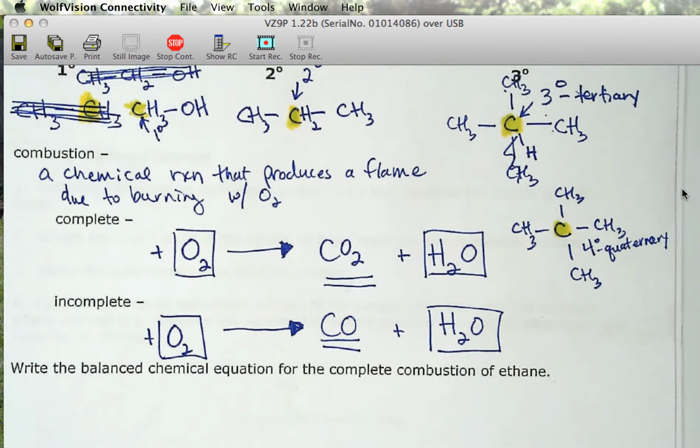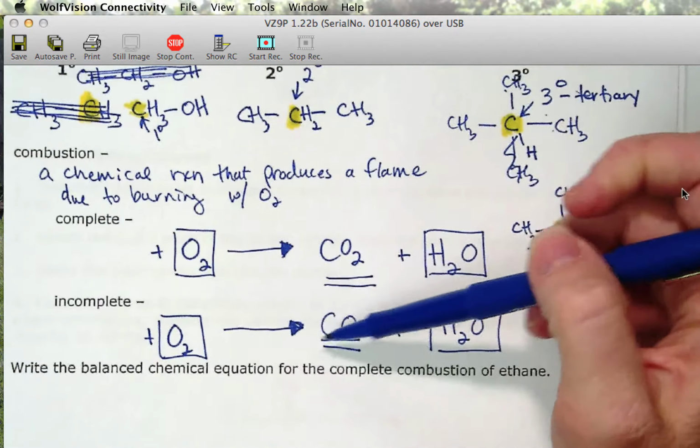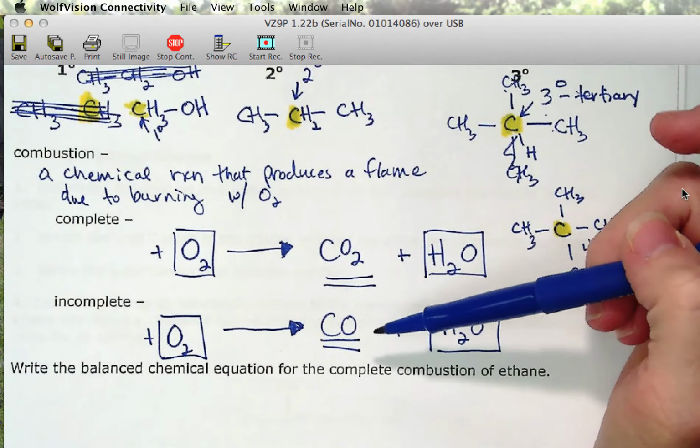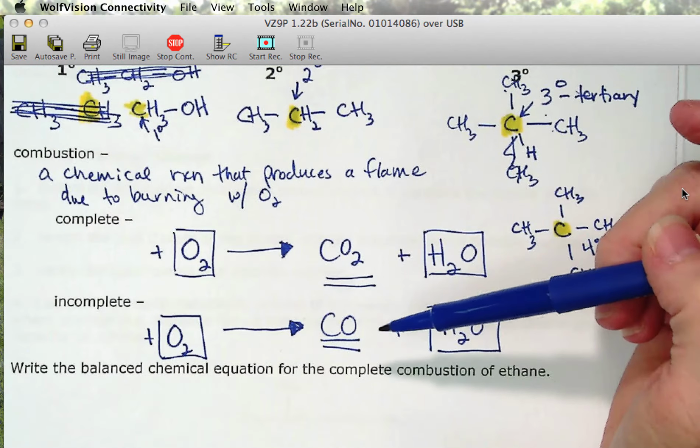This also happens with your furnace. If your furnace isn't operating properly, you could have carbon monoxide. That is your product. Your combustion's not working properly. So I highly encourage you all, if you don't have a carbon monoxide detector, to get one.